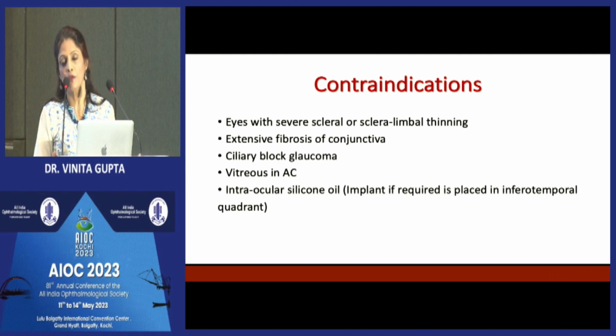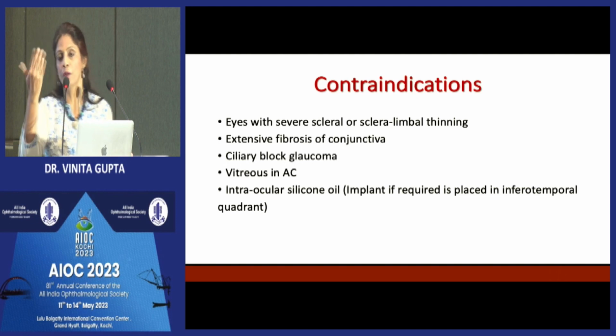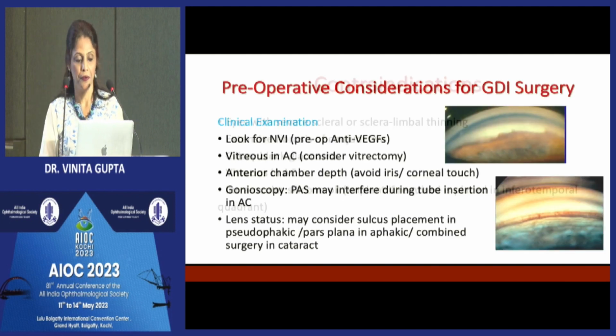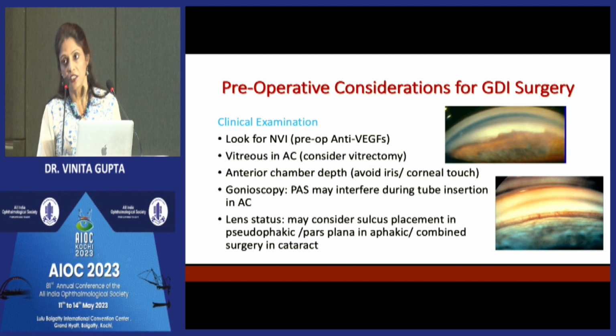Vitreous in the AC, you have to be careful while doing your examination, and you will have to do an intravitrectomy so that the tube doesn't get blocked by it. And similarly, if there is silicone oil, you'll have to change your place of implantation, shifting from its preferred site of supratemporal to an infratemporal location, so that the silicone oil doesn't block the tube. So what are the preoperative considerations when we have to do such glaucoma implant surgery?